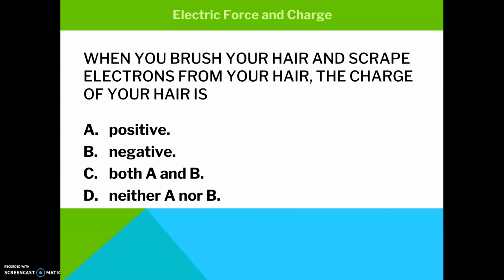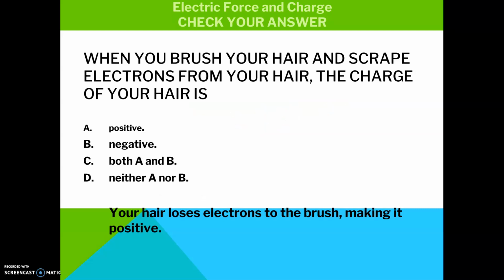When you brush your hair, you scrape electrons from your hair. So the charge of your hair is A, positive, B, negative, C, both A and B, or D, neither A nor B. So let's talk about what happens here. When you are scraping electrons from your hair, well, what happened to your hair? You're scraping electrons from it, so you have lost electrons. Well, what happens when you lose electrons? Well, you become positive, right? So positive A is our correct answer there. Your hair is now positive because it's lost electrons to the brush, okay?